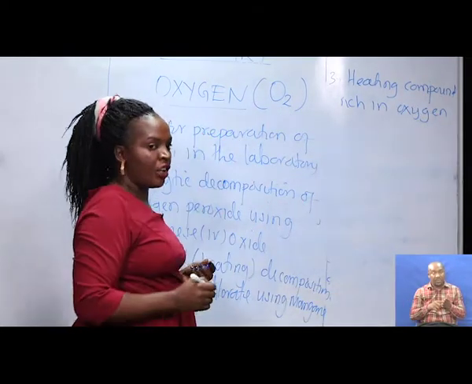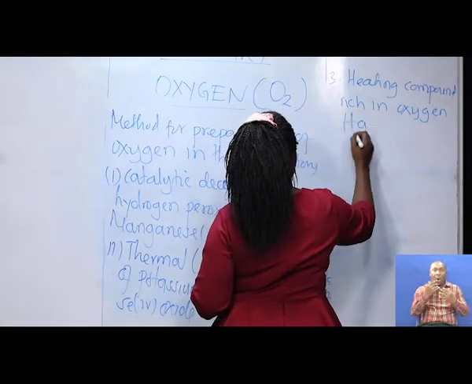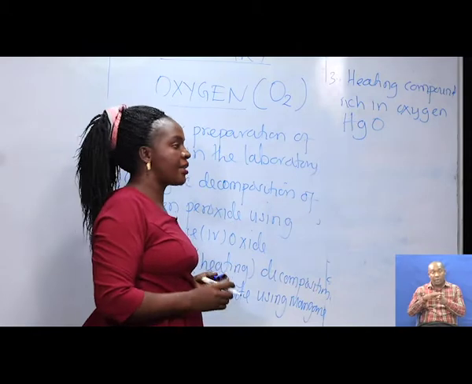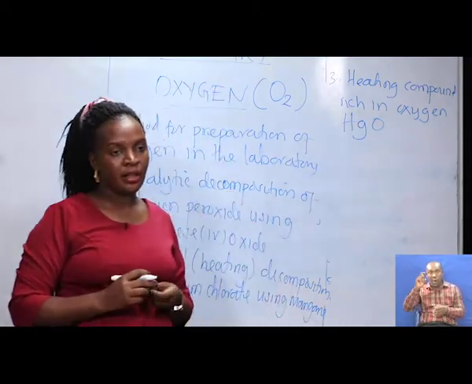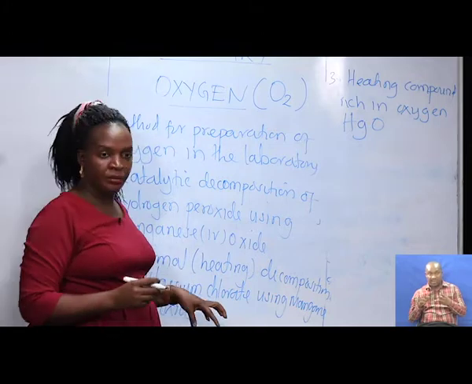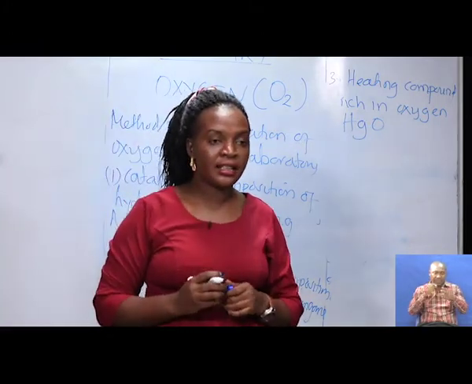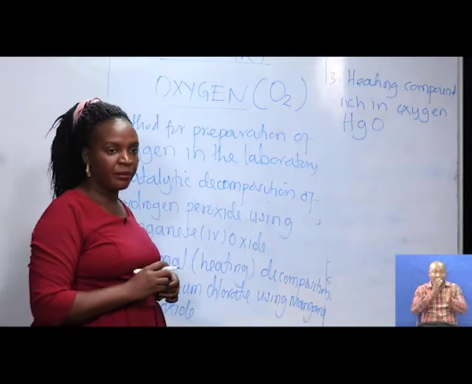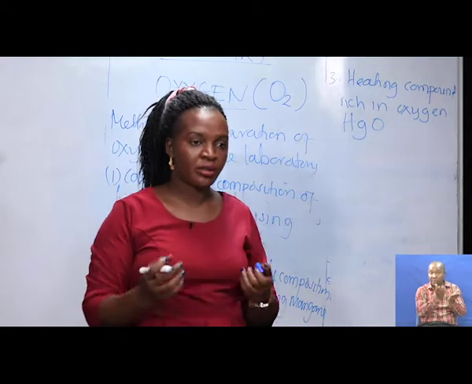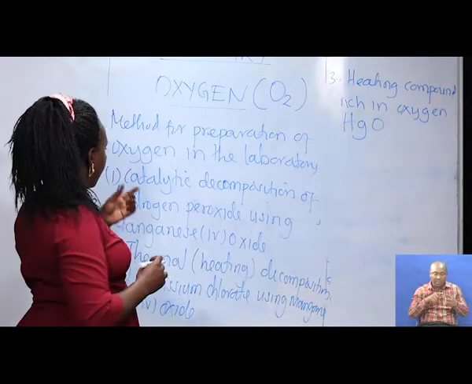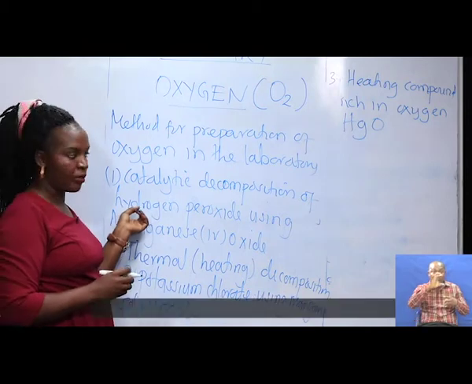Compound containing oxygen. For instance, you can use mercury oxide. When you decompose mercury oxide, you can also get oxygen. But among these three methods, the common method we are using to prepare oxygen at our school laboratory is called the catalytic decomposition of hydrogen peroxide.